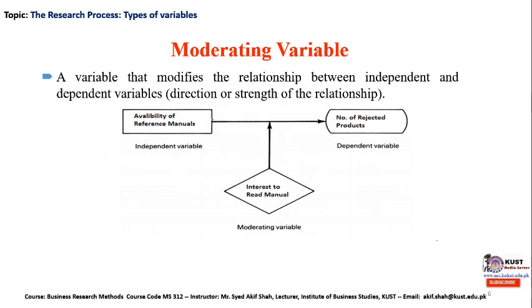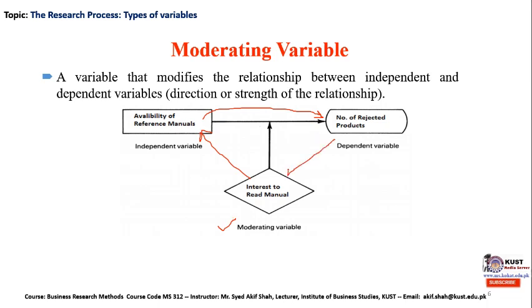So it means that the relationship between the reference manual and the number of rejected products has been influenced by the interest of the employees or workers to read or consult the reference manual before manufacturing. So under this example, the relationship between the dependent and independent variable has been influenced by a third variable, which is known as a moderating variable.